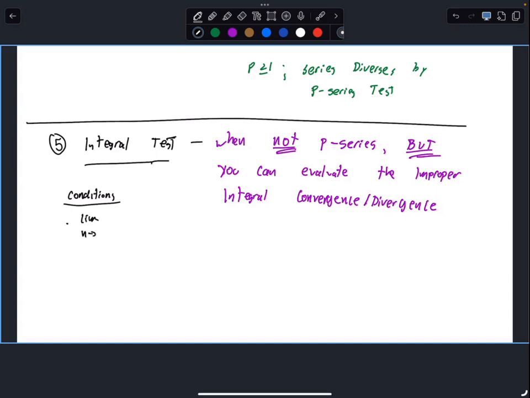Well, the limit as n approaches infinity of a sub n is 0. We kick the tire and the door stays on.